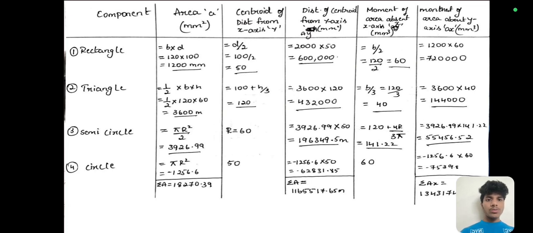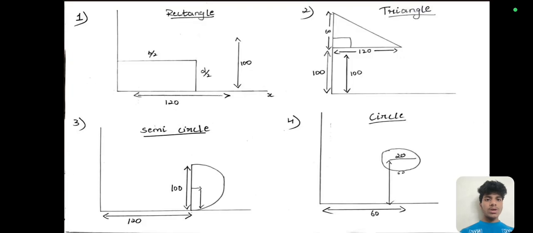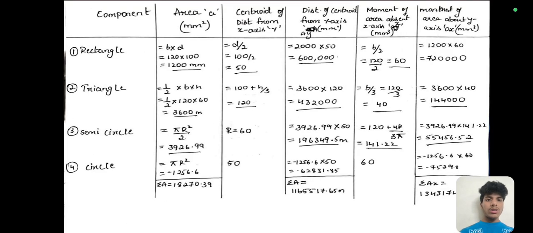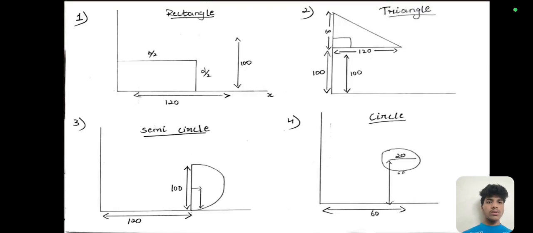In area A, for the rectangle, B into D, where B is base 120 and height 100. So we'll be doing 120 into 100, and after multiplying we will get 12000. Next the distance of centroid from x-axis y, so d by 2, 100 divided by 2, we will get 50. Next we have to do distance of centroid from y-axis ay. We have to multiply 12000 into 50, so we'll get 6 lakh.